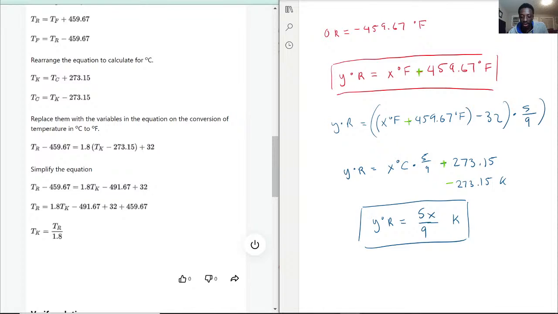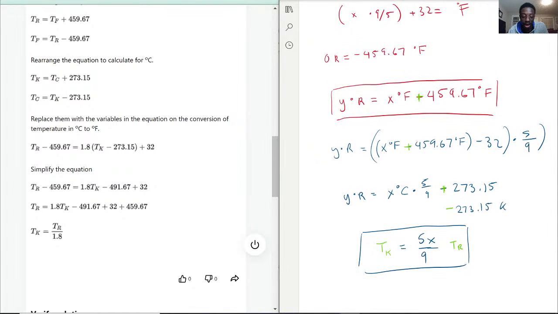Or maybe I got it backwards again. Interesting. So it would be Kelvin is equal to 5/9 temperature Rankine. Okay, so where did we go wrong here? Because that one does make more sense, and it is indeed correct.